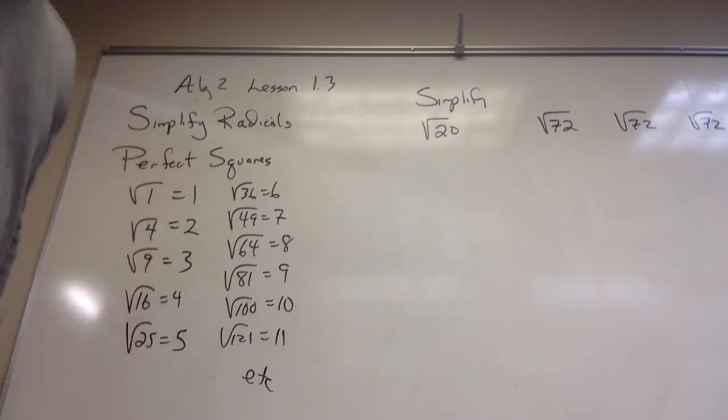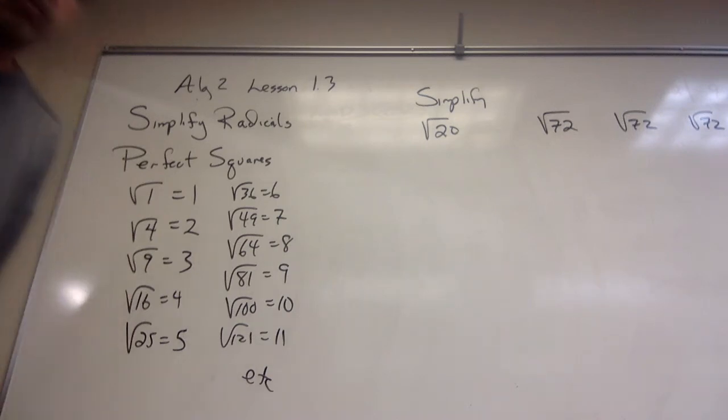Well, here are some of the perfect squares. The square root of 1 is 1, the square root of 4 is 2, square root of 9 is 3. You can see the rest that I've listed. Now, that list, folks, goes to infinity, so that would be a lot of homework to list them all, so that's not your homework to list them all.